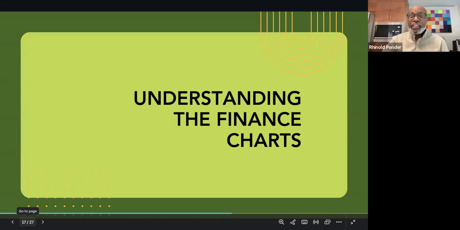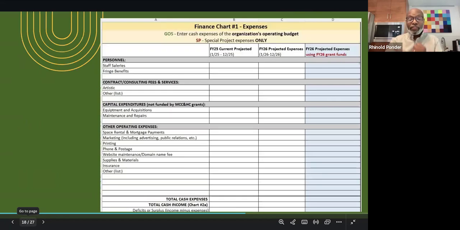Okay, understanding the finance charts. This is the really fun, exciting part. There are three charts in your package. That's chart number one, expenses, chart number two, income, and an in-kind chart. The expense chart, you'll notice, has three columns. The first column is for your current projected expenses.